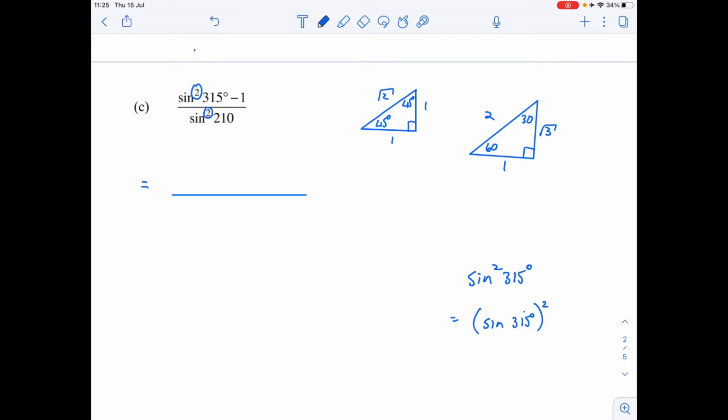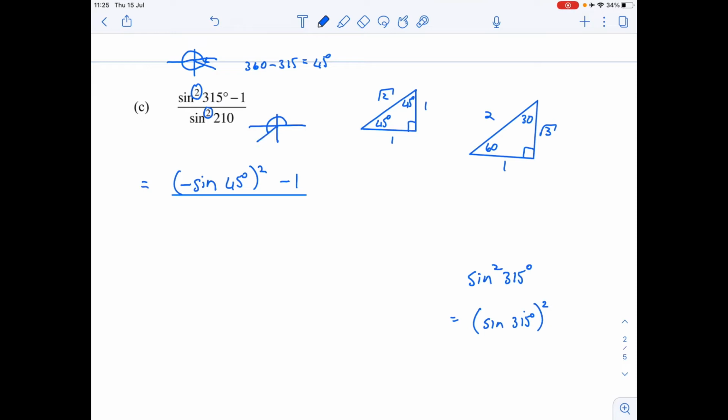So 315, and I always show this working. It just makes sense. So 315 is in the fourth quadrant. Sine is negative in the fourth quadrant, and my acute angle is going to be 360 minus 315, which is 45 degrees. So this becomes negative sine 45 degrees. But remember, it's squared. So I'm going to put my result inside a bracket and square it. Minus 1.